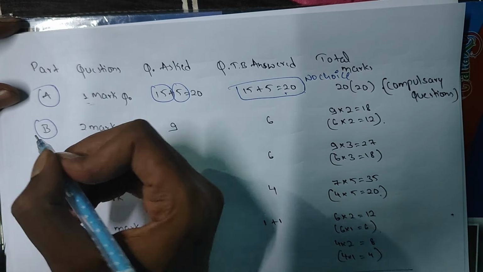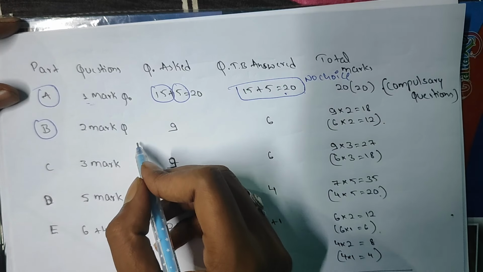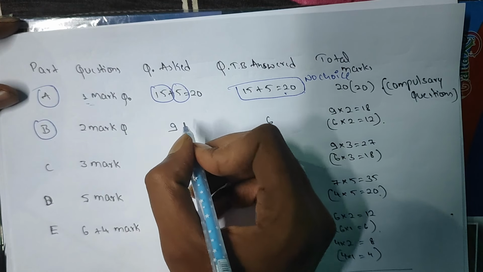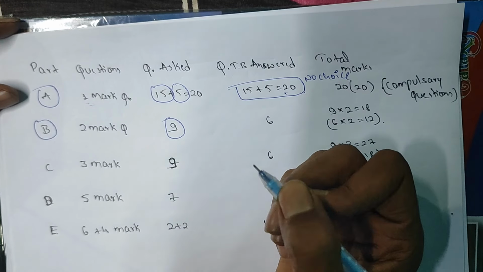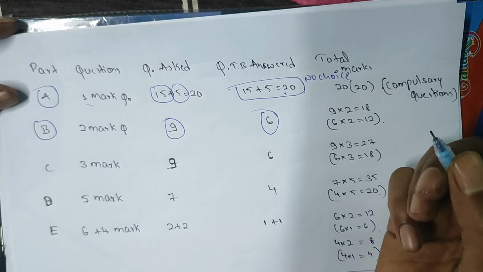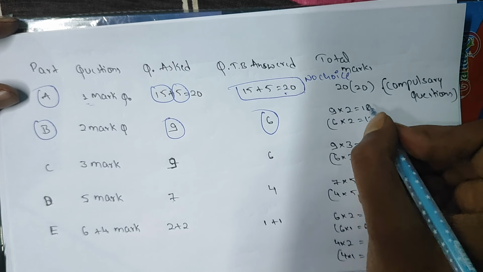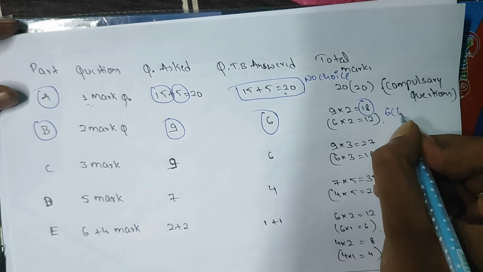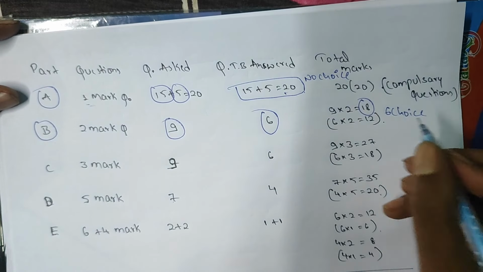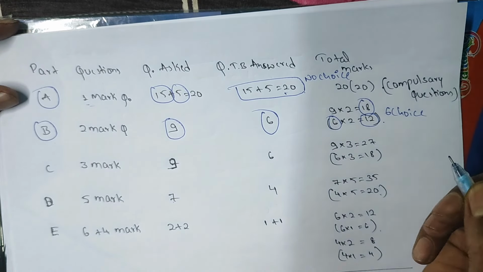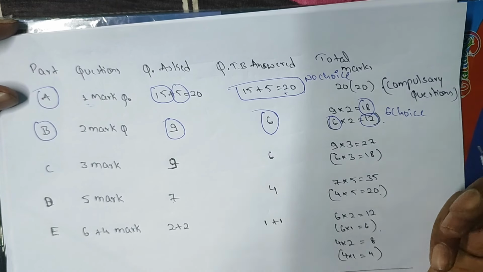And there will be a second part, part B, which consists of 2-mark questions. The number of questions in this part will be 9. In that, you should answer only 6. Out of 18 marks, there will be 6 marks choice. You should attempt only 6 questions, which will get you 12 marks.